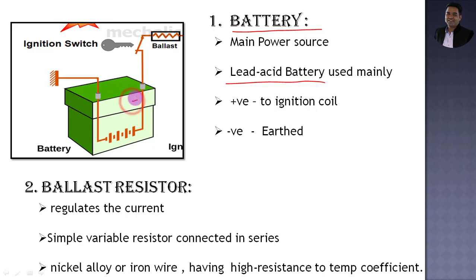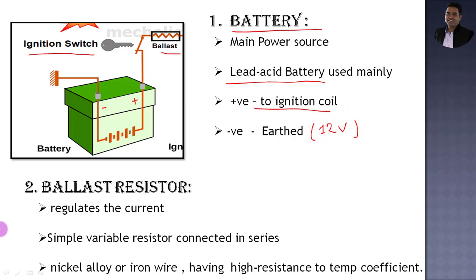This indicates the positive terminal and this indicates the negative terminal. The positive terminal of the lead acid battery is connected with the ignition coil through the ignition switch and the ballast resistor, whereas the negative terminal of the lead acid battery is earthed. In most cases, a 12-volt lead acid battery is utilized for automotive vehicles.